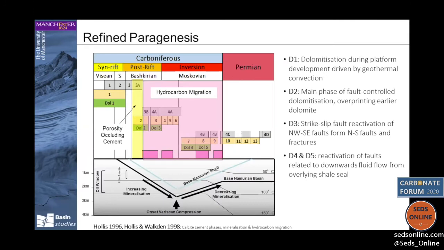This analysis allowed me to refine the paragenesis of the Derbyshire platform, with the D1 dolomite forming much earlier during the syn-rift period, and then the main phase of dolomitization, your D2, and then D3, which are replacive hydrothermal. These form in the post-rift towards the inversion, and they occurred post the porosity occluding cement of the platform.